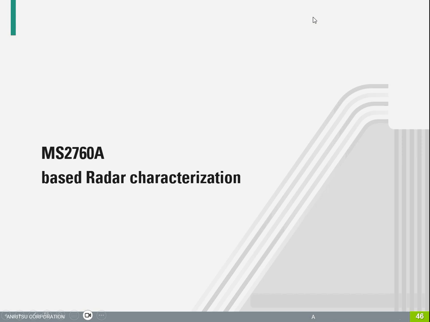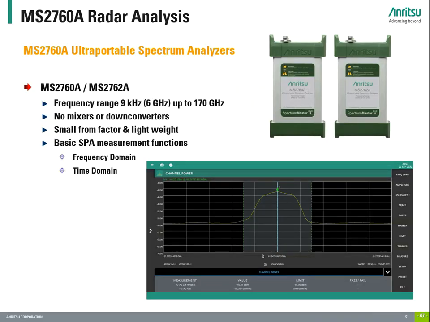MS-2760A based radar characterizations. Here we are now at the point to introduce finally what we mentioned beforehand: a basic spectrum analyzer for millimeter wave frequencies. The MS-2760A platform is a very special stepped FFT spectrum analyzer in the smallest available form factor and without the need for any external mixer.